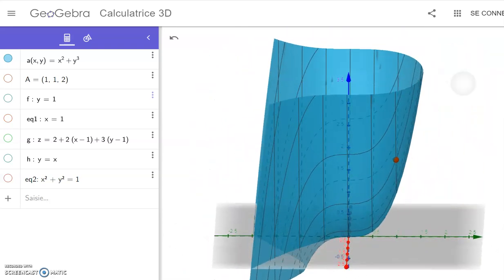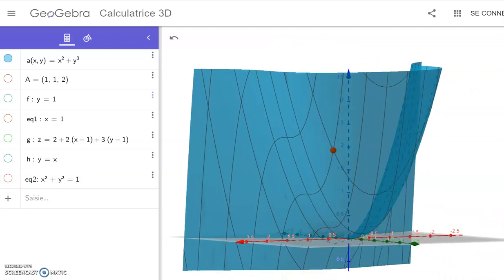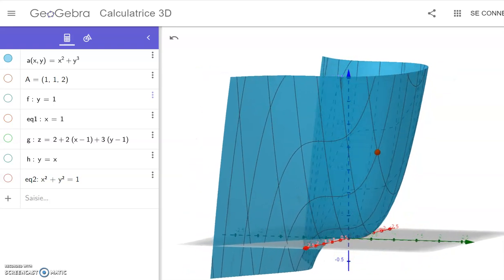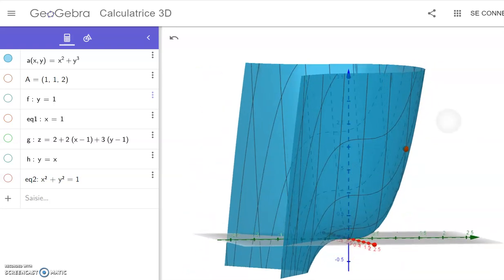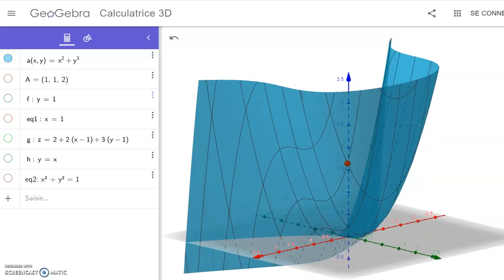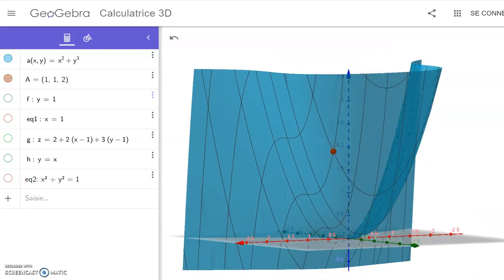Of course, when x and y are positive, it's going to look a bit like a parabola, but when y is negative, it's going to go in the negative values. For this, I have in red here the point that belongs to this surface with coordinates x equal to 1, y equal to 1, and then it gives a z of 2.